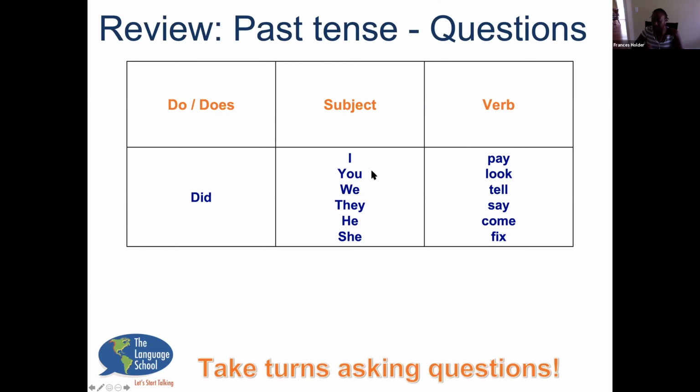So let's ask each other some questions. I'll start. Did you say that you were from Mexico, Fernando? Yes, I am from Mexico. Good, excellent. Would you like to ask me a question now? You can use any of the verbs on this list or any other verb that you want, okay?